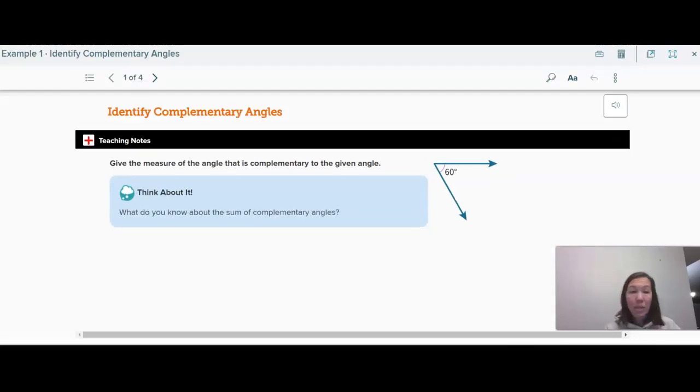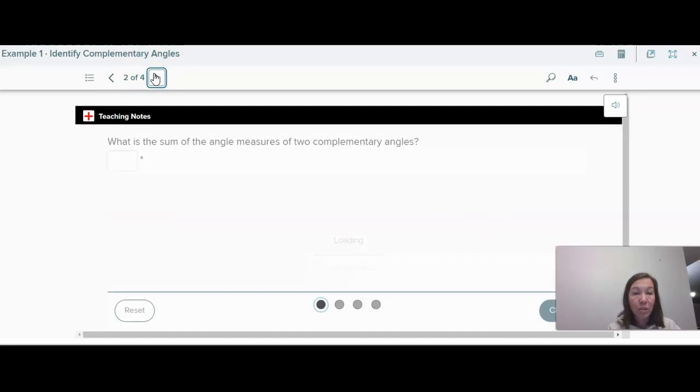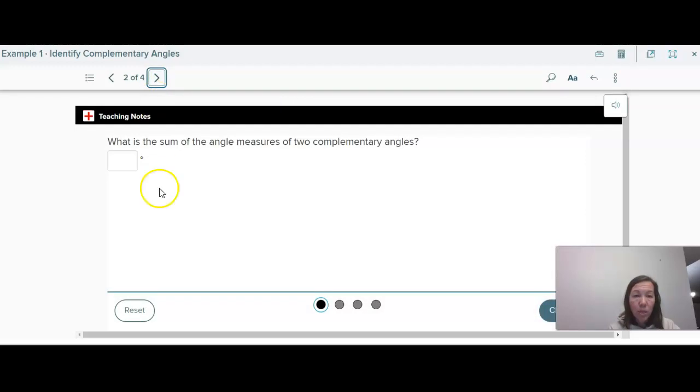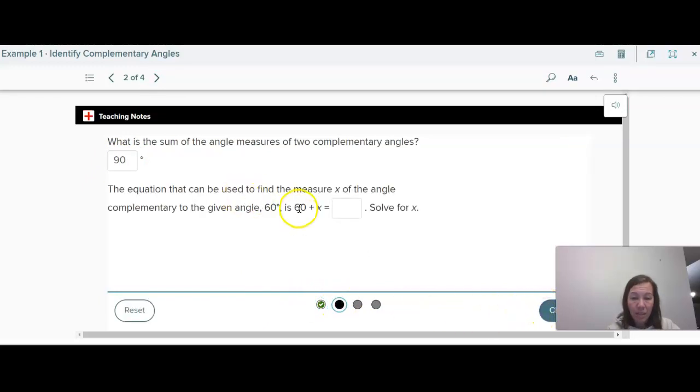At the bottom of page 403 is this example. Give the measure of the angle that is complementary to a given angle. So think about it. If I want to find an angle that's complementary to this, then I want that angle plus another angle to equal 90 degrees. If one of the angles is 60, then the other one we'll call x, and 60 plus x has to equal 90 if they're complementary.